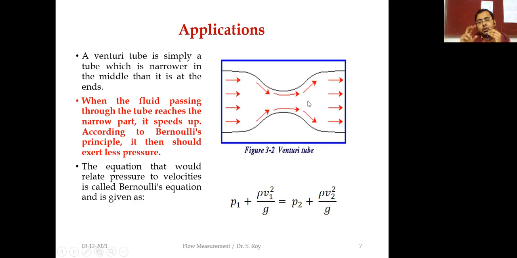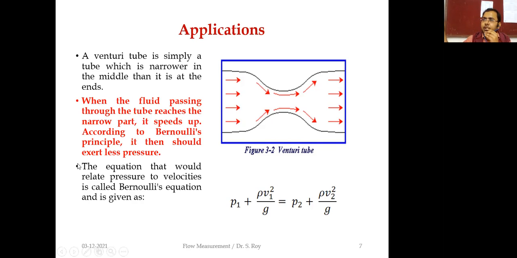Now, what will happen whenever we are reducing the cross-sectional area? At that point, the continuity equation plays the role, and the velocity is going to increase. So whenever the fluid passing through the tube reaches the narrow part, it speeds up. Why does it speed up? As per the continuity equation, because the cross-sectional area is less, so the velocity should be increasing.